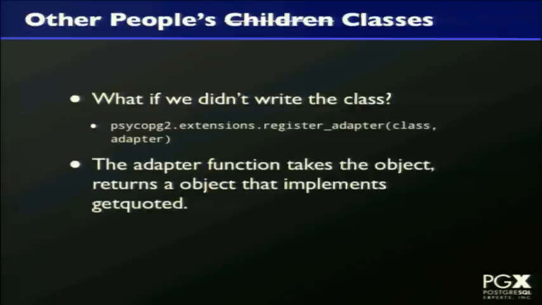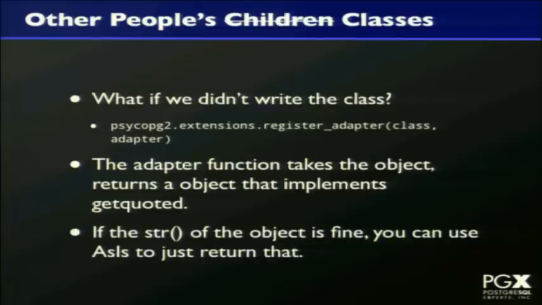The adapter function takes that object and returns an object that implements getquoted. So you can write adapter objects that say, here's how I'm going to quote up this object and send it to and from the database. That's nice if you need to write wrapper code that you didn't actually write. There's also an as-is method that says basically if str or unicode on this is fine, just return it, which is easy for 90% of objects that don't have really fancy internal structure.